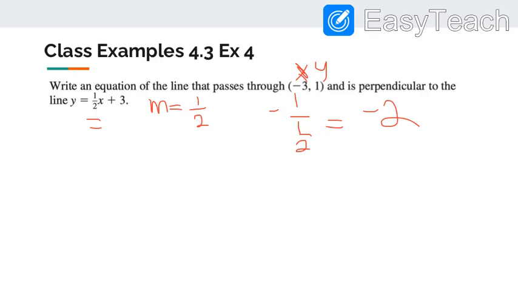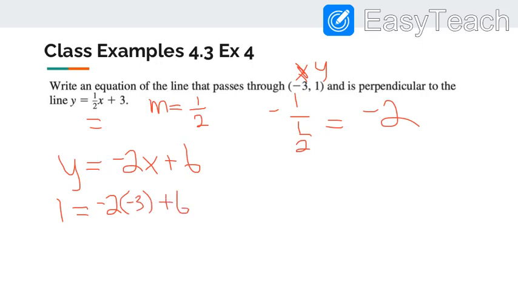So we would start with y equals negative 2x plus b. We'd substitute in our x and y values, so we have 1 is equal to negative 2 times negative 3 plus b. This becomes 1 is equal to 6 plus b. Subtract the 6 over, so we get negative 5 is equal to b. Our new equation would become y equals negative 2x minus 5.